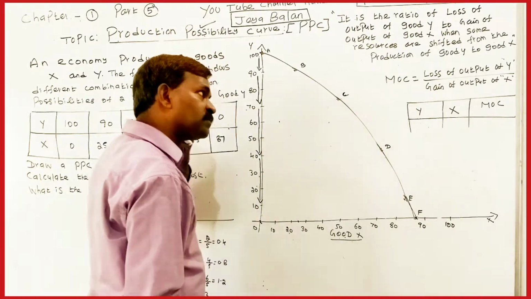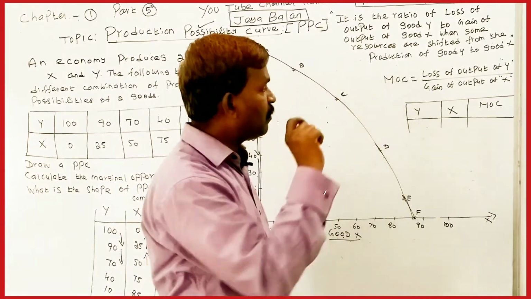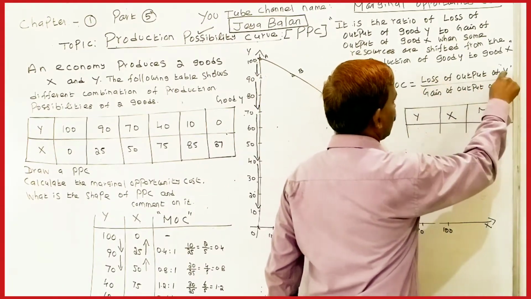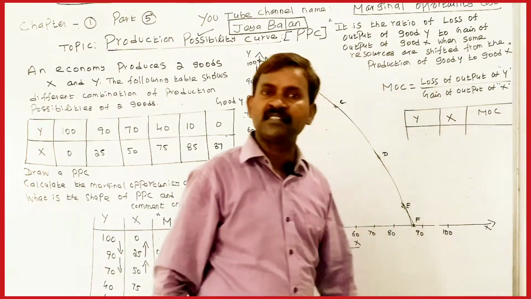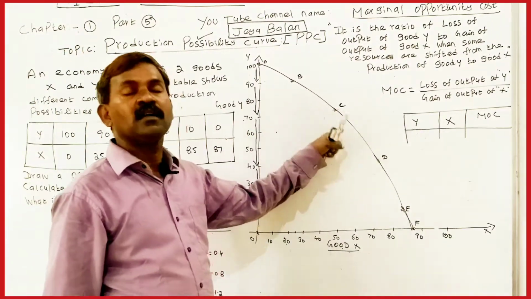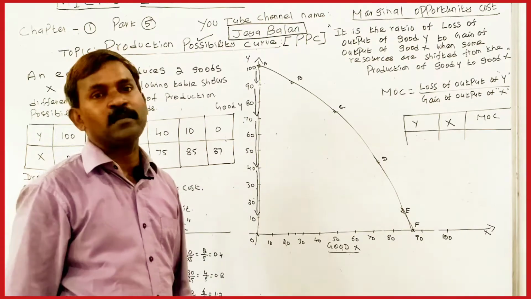Okay, let's focus here. What is the formula? Whenever you want to calculate the marginal opportunity cost, the formula is loss in the output of good Y divided by gain in the output of good X. I can explain this in the table form also. I can explain in the diagrammatical way also. Let's focus on the diagrammatical part.